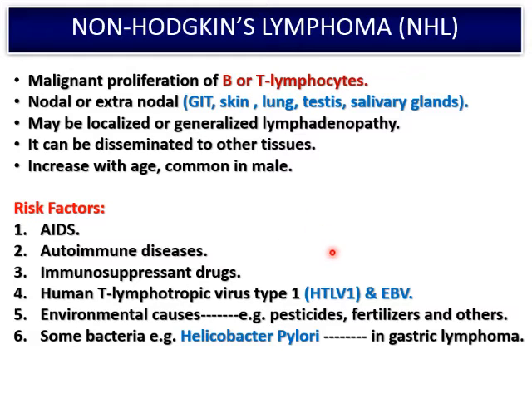Incidence increases with age. The risk factors of non-Hodgkin lymphoma may be AIDS, autoimmune disease, immunosuppressive drugs, and virus infection. The most common virus responsible for non-Hodgkin lymphoma is EB virus, Epstein-Barr virus, or human T lymphotropic virus. Another cause of non-Hodgkin lymphoma is some bacteria like H.